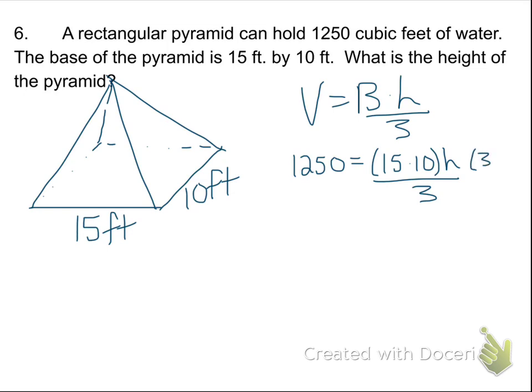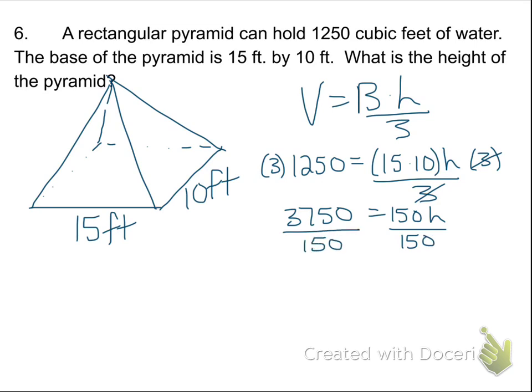All right, so the first thing we want to do is cancel out the dividing by 3 by multiplying. We get 3,750 is 150h. So this is an easy one. The last step to get h all by itself is to divide out that 150 that's being multiplied by the h. Division is the opposite of multiplication, which leaves us with h being 25 feet. The end. You now know everything there is to know about the volume of cylinders, cones, prisms, pyramids. Congratulations.